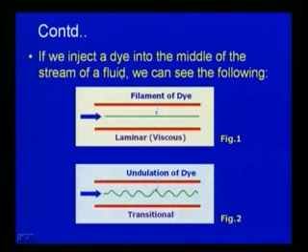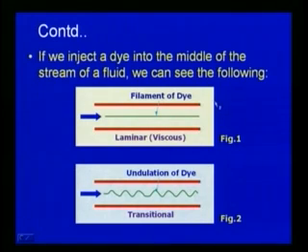dye in the middle of the stream of fluid. If it is fully laminar, you can see in this slide, this is the pipe and the fluid is flowing, and if you inject some dye at the middle, then if the flow is laminar, there will be a filament of dye like this, flowing just as simple layers. Then we say that the flow is laminar.